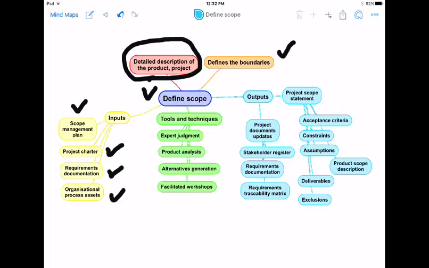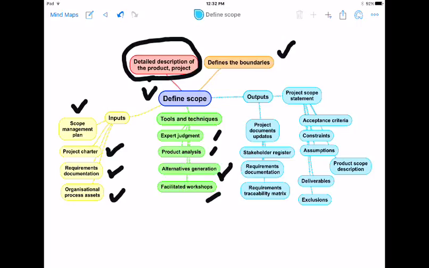Then the tools and techniques for defining scope are expert judgment, product analysis, alternatives generation, and facilitated workshops. Expert judgment: experts can say these are the things that must get into the product. Product analysis: we can analyze all the features of the product and see what value it is adding, what is the benefit to the customer, and what is the investment required, then decide whether it should be part of the scope or not.